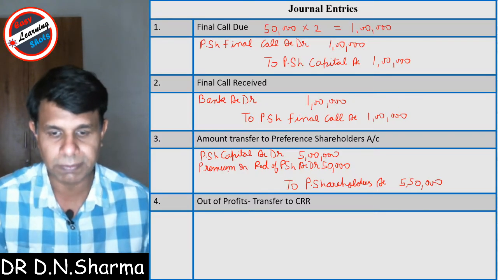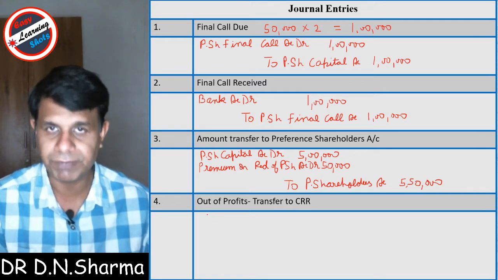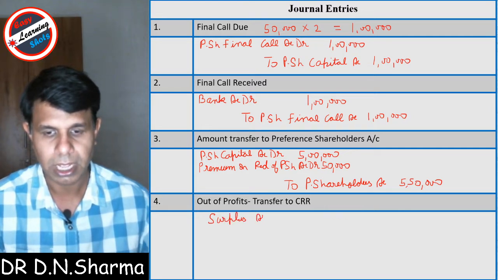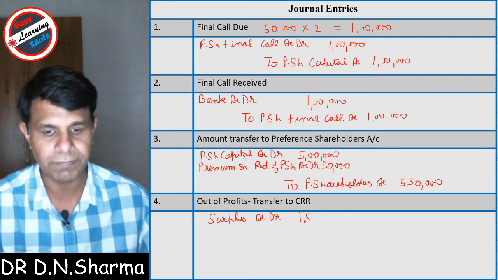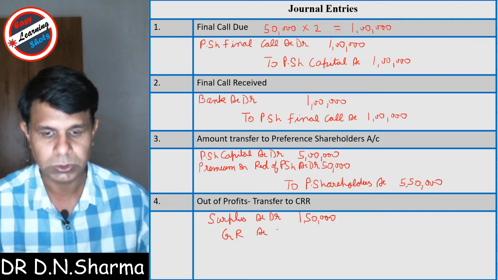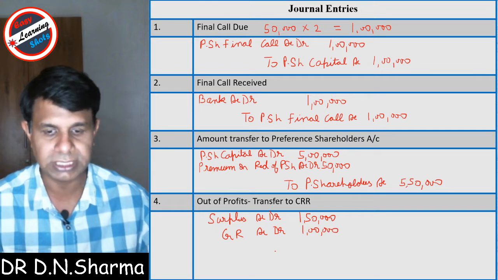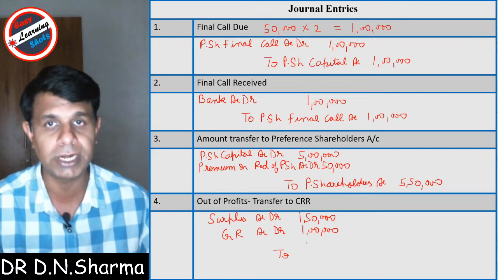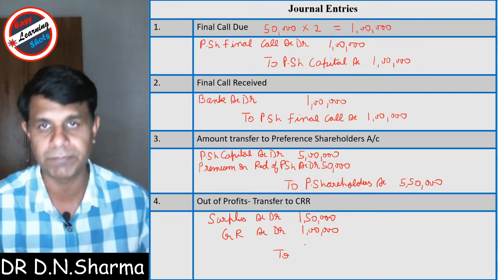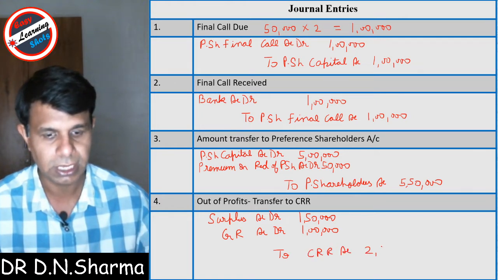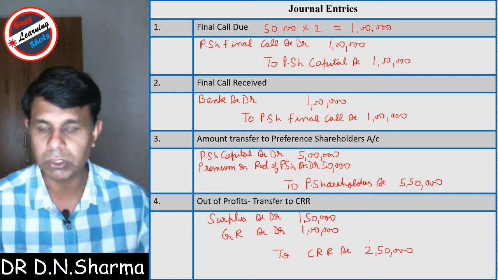So when we transfer this amount, then we take 1,50,000 from surplus account. So our entry is surplus account debit. We take 1,50,000 from surplus account, and from general reserve we take 1 lakh rupees. So general reserve account debit with rupees 1 lakh, and the whole amount is transferred to a new reserve account which is known as capital redemption reserve for the purpose of redemption of preference shares out of profits. So to CRR, and the amount transferred is 2,50,000. Now we do out of profits entry.